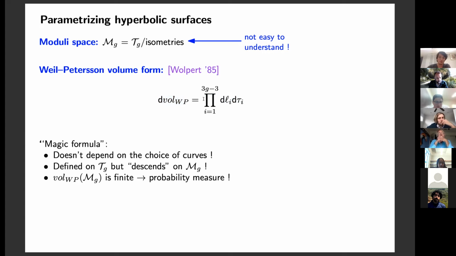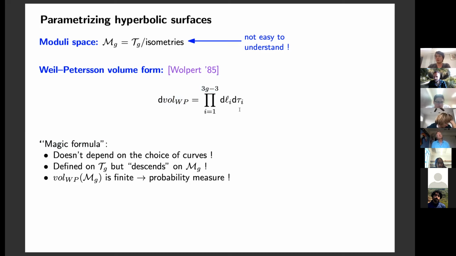And it turns out first that this volume form is identical to something called the Weil-Petersson volume form, which has a complicated definition. But more interesting for me, at least at the moment, is that this is sometimes called the magic formula, because this form doesn't depend on the choice of curves, although the tangential Nielsen coordinates depend on the choice of curves. And this form is well defined on the Teichmüller space, but it also descends on M_G, so it's still well defined, and there's no contradiction to define it on the moduli space. So that's already good.